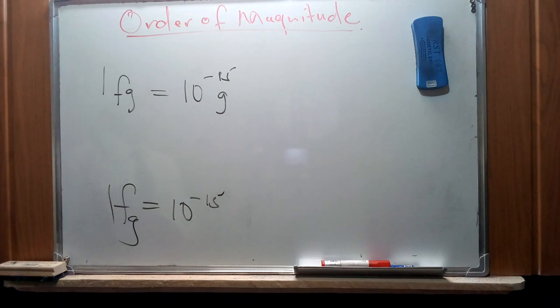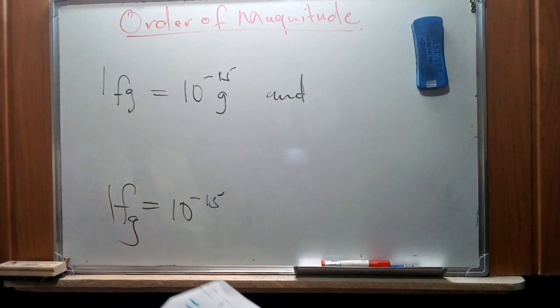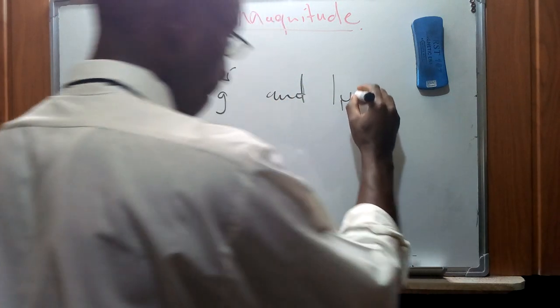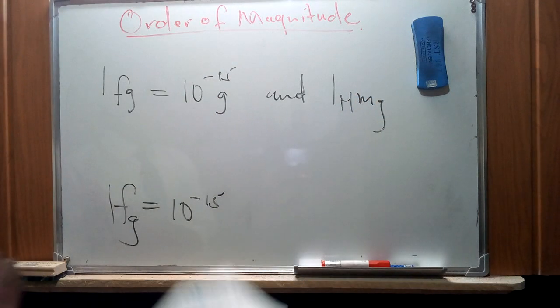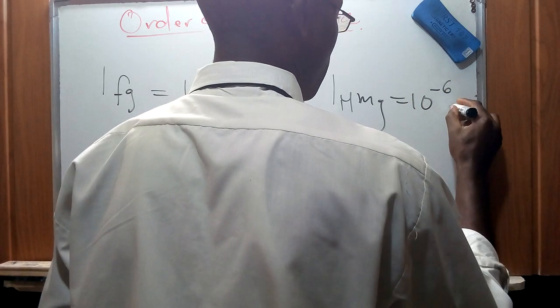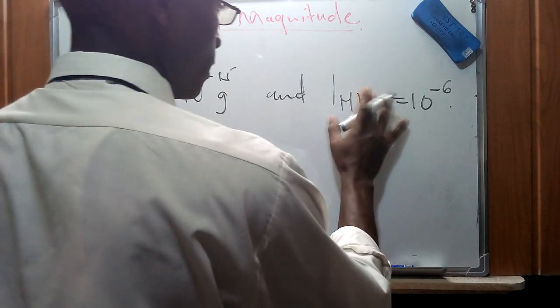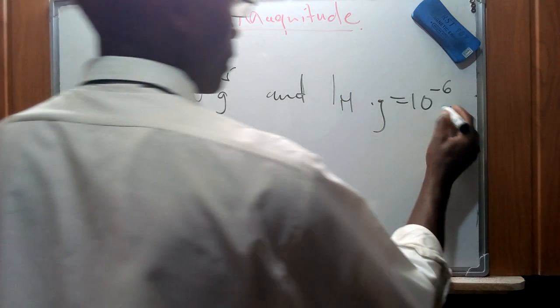of course, grams, we're going to have, and we have another quantity, which is 1 micro. Of course, this is going to be 10 negative 6. This is a microgram, so 10 negative 6 grams.